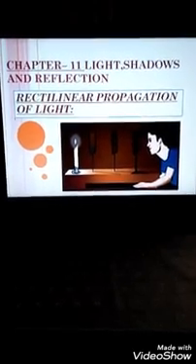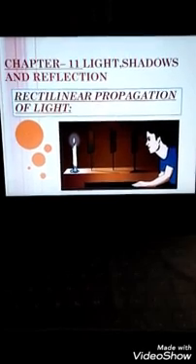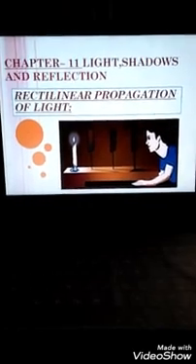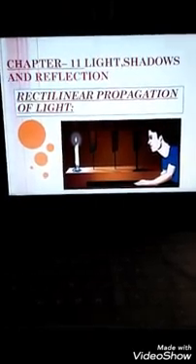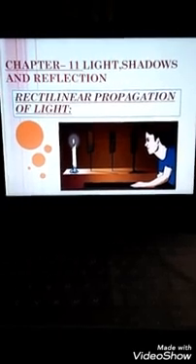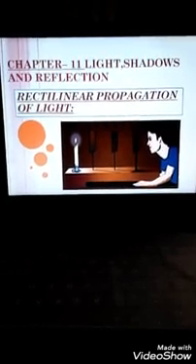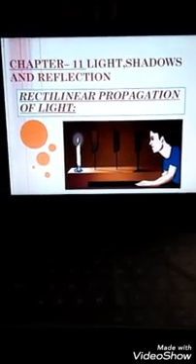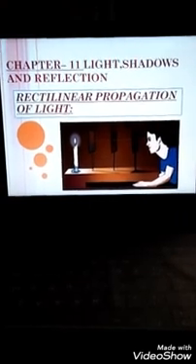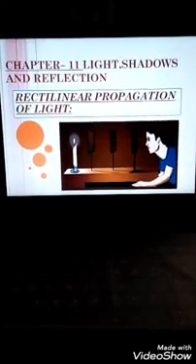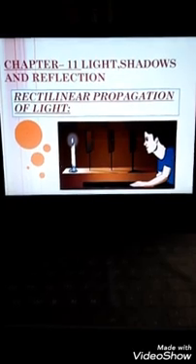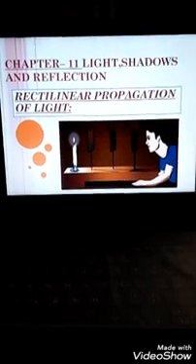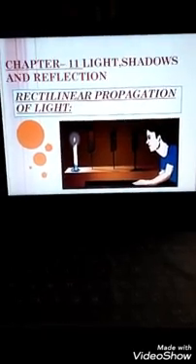Today, we will have the third lesson of our chapter 11, Light, Shadows and Reflection. Today, you will learn about how light travels or how it propagates. You have till now learnt about what light is, the various sources of light, the luminous and non-luminous objects, and you have learned the various terms or definitions related to light. So today we will learn about how light travels, how it moves, how it propagates.